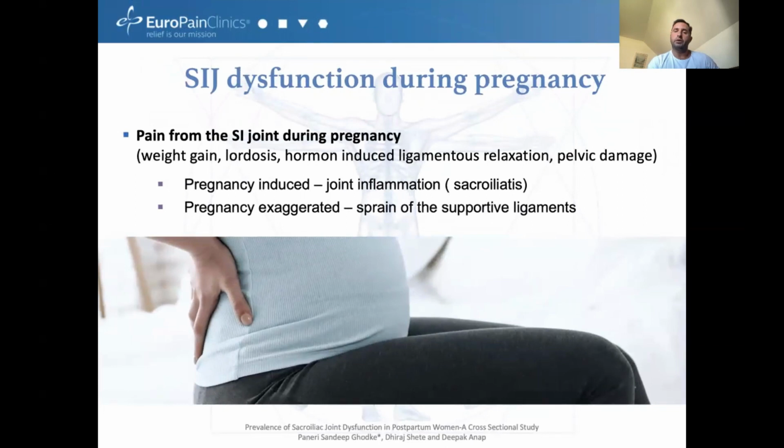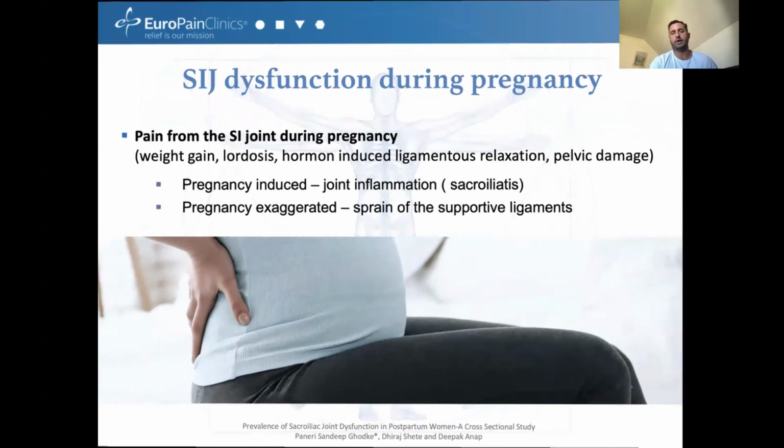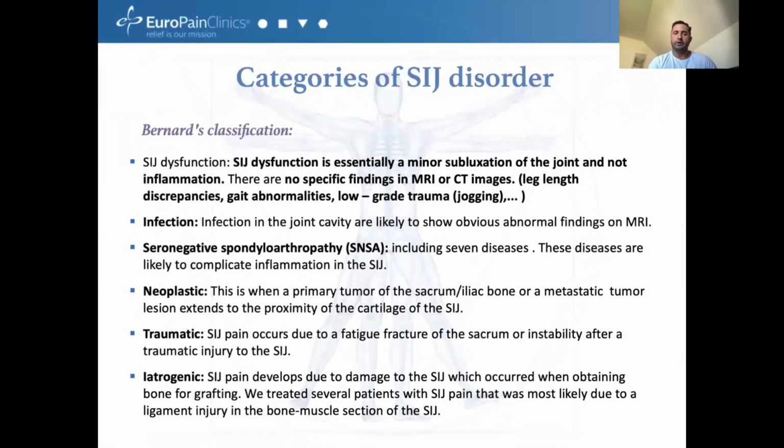Think about pregnant women and SI joint dysfunction during pregnancy, pregnancy-induced joint inflammation, like a form of sacroiliitis, or pregnancy-exaggerated sprain of the supported ligaments because of pregnancy. Categories are different. The most common we are facing in our pain clinics is SI joint dysfunction, which is essentially a minor subluxation of the joint and not inflammation.